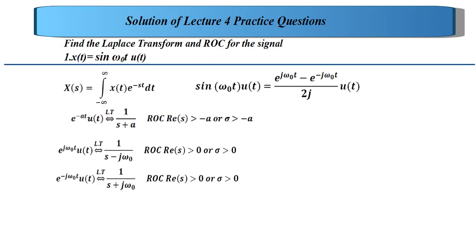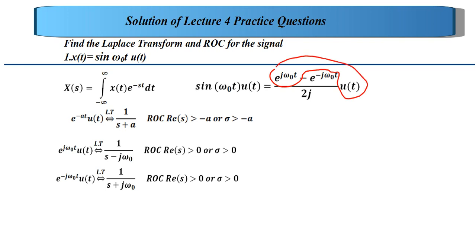Now we can discuss the solution of the previous lecture practice question. The first signal is sine omega 0 t into u of t. You can write this sine omega 0 t in Euler's formula, so e raised to j omega 0 t minus e raised to minus j omega 0 t by 2j, and there is a u of t also. If you multiply these two, you will get two signals. One is e raised to j omega 0 t into u of t, with 1 by 2j there. We'll take only this much part.